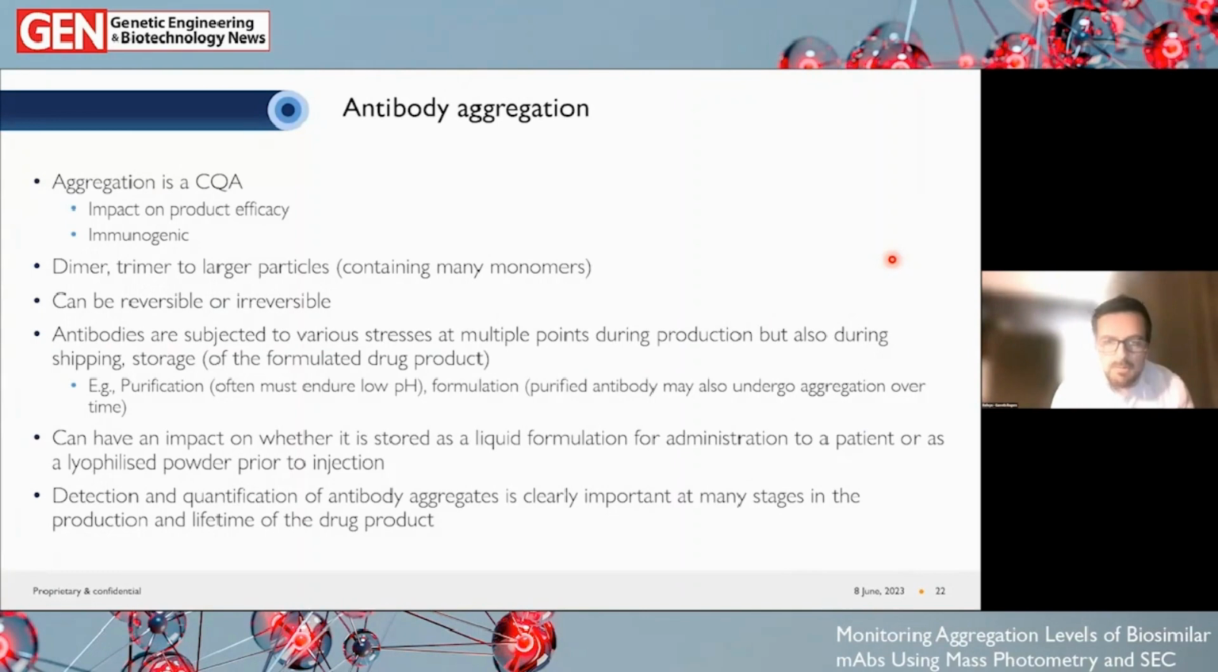Also, formulations: even after you have a formulated drug product that has a very high proportion of monomer, that purified antibody may also undergo aggregation over time. So ending up with a formulated drug product is not just the end of the story. These things will need to be monitored over time as well, to ensure that, certainly from the perspective of aggregation, there are no aggregates building up over time in that formulation. It can have an impact on whether a drug substance is stored as a liquid formulation for administration to a patient or as a lyophilized powder. So it really is far-reaching.